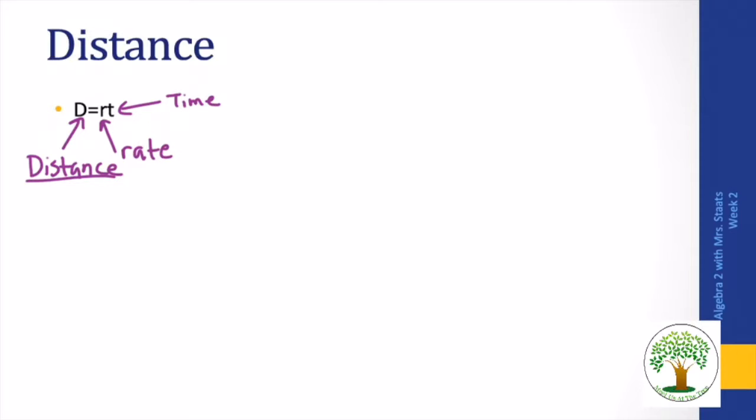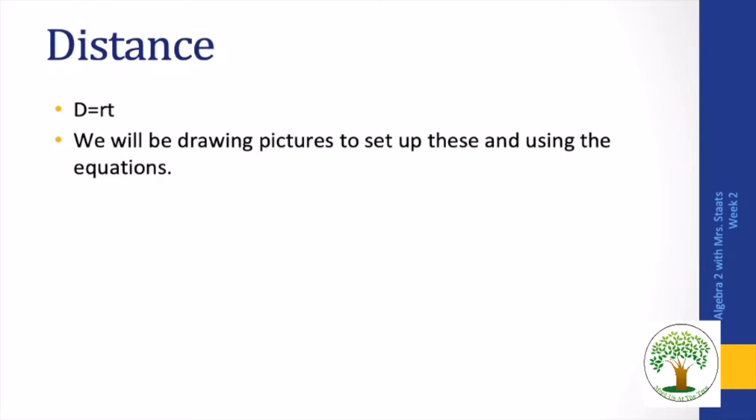Okay. We will be drawing arrows, and if you want to put ships when they're ships, or people walking when they're walking, that's up to you. But we will be drawing pictures to set these up, and we'll be using equations. We will be using this distance equals rate times time to do this. Has anybody seen problems like this before? Something like it, a little bit? Okay. That helps me to know who's where on this. So you don't have to have prior knowledge to do this.